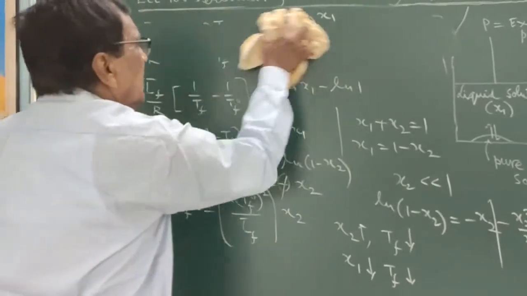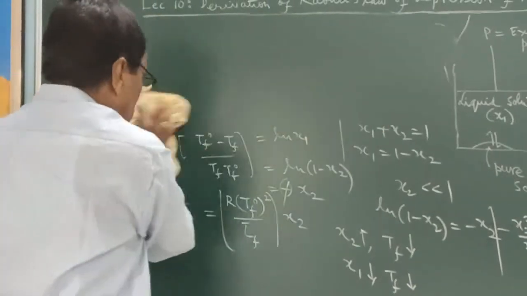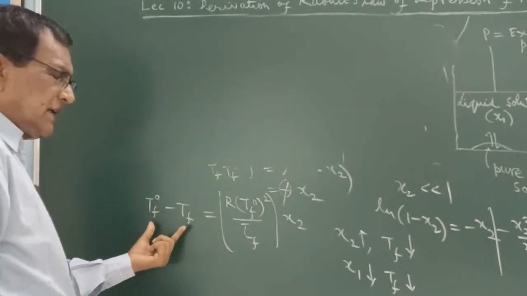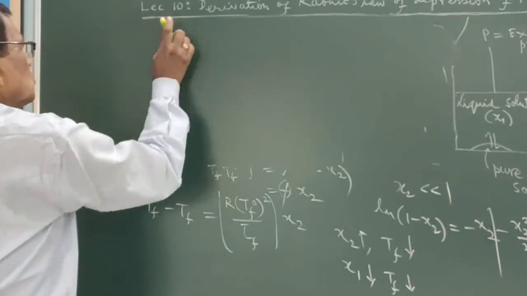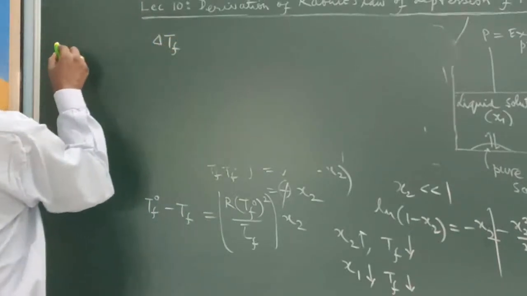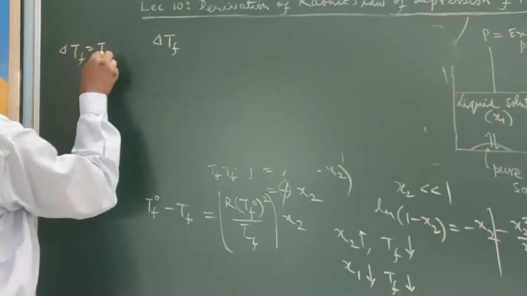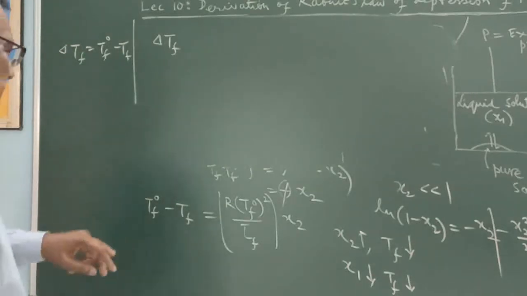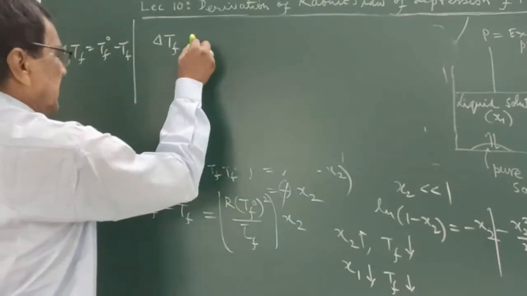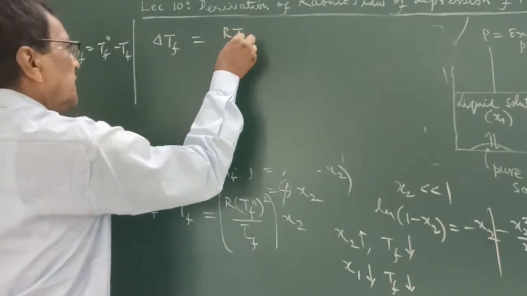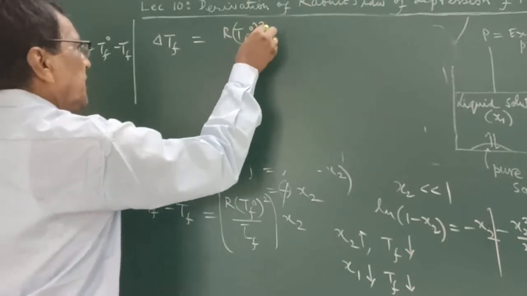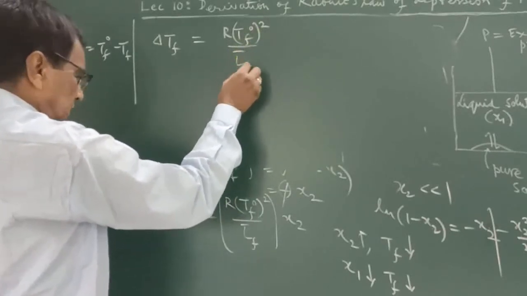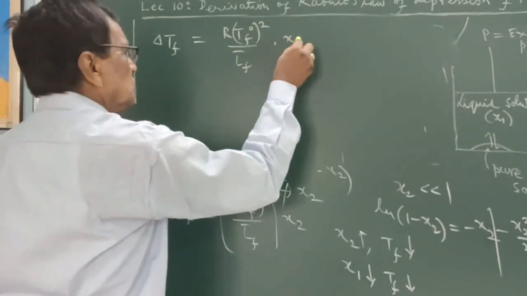Now I would like to look at this one, delta Tf, the depression of freezing point. Delta Tf is equal to Tf naught minus Tf. So delta Tf, the depression of freezing point, is equal to Tf naught whole square divided by Lf, the molar latent heat of fusion, into X2.